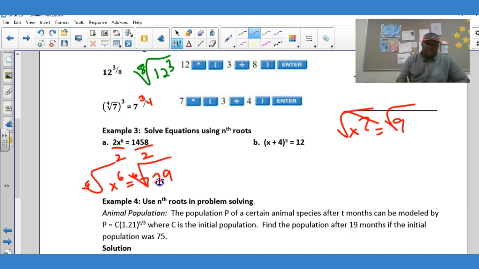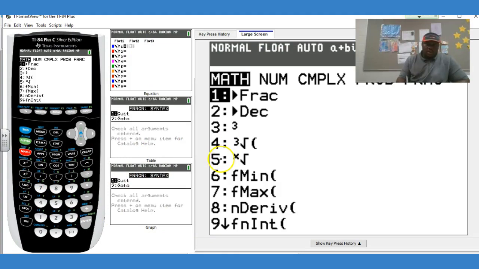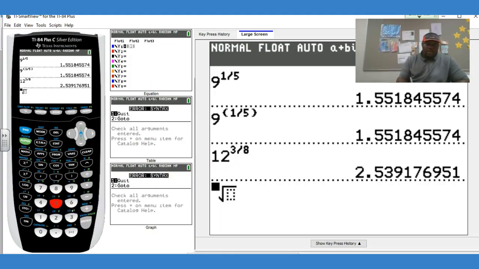All right, so the 6th root of 729, guys. And again, you can go to your calculator. I'm going to go math, and there it goes right there, that 5th option. The 5th root of, no, the 6th root, I'm sorry. 6th root of 729.